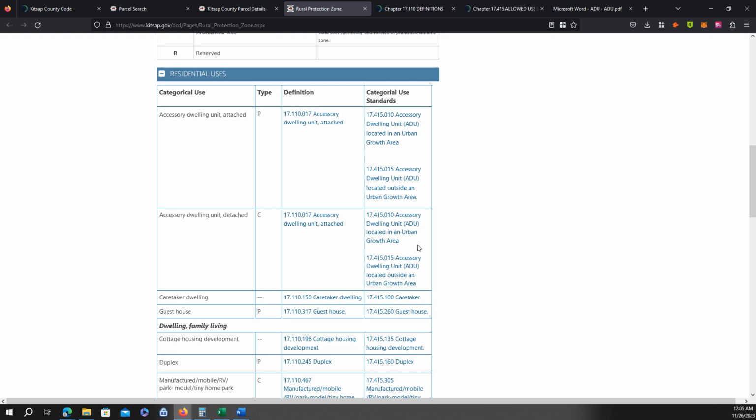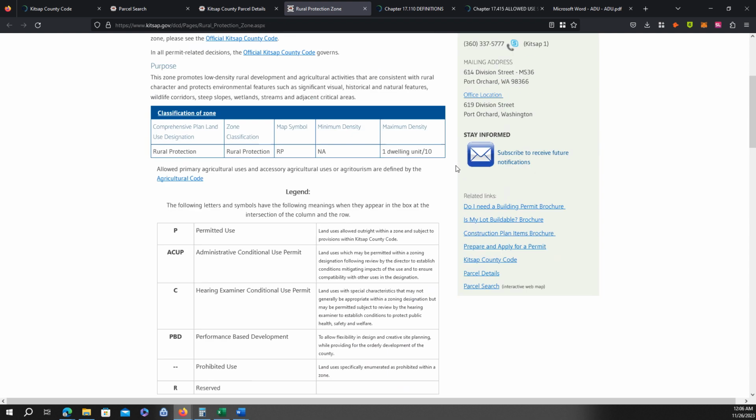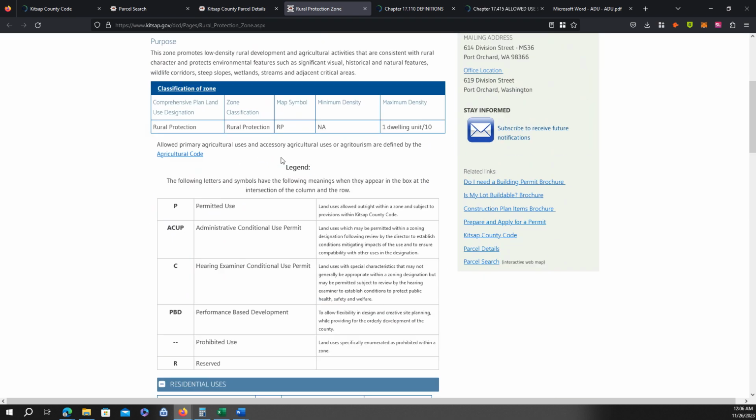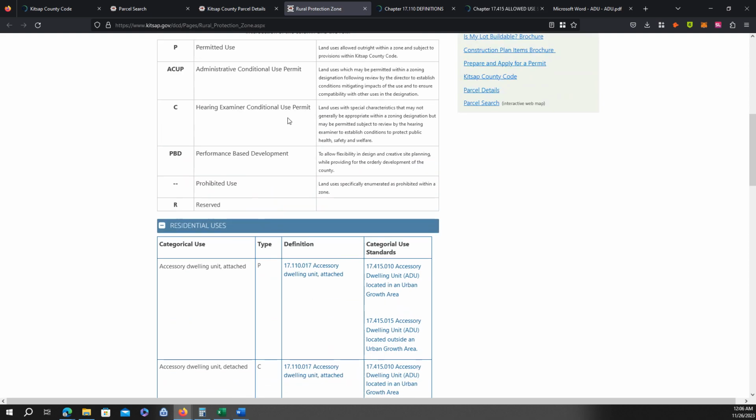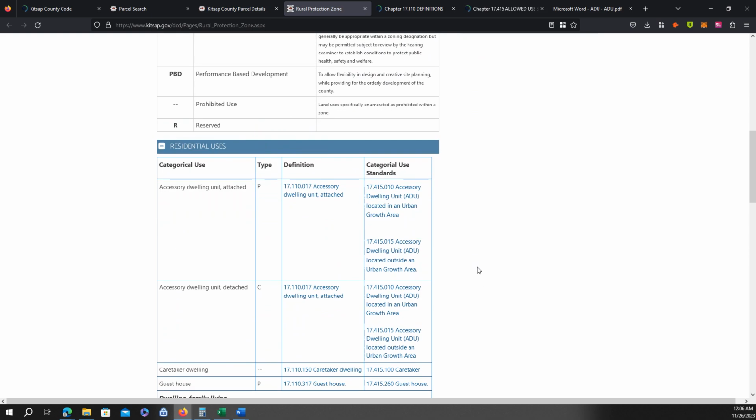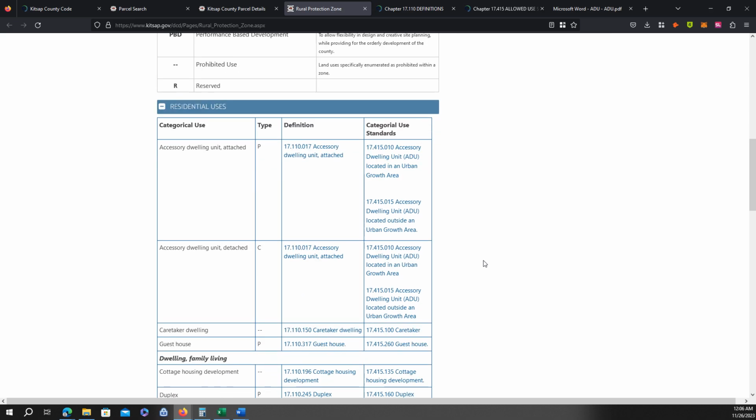One thing I do want to emphasize again, as we went over in the first section: accessory dwelling units attached are outright permitted in the zone that we're working with as an example, the rural protection zone. And detached accessory dwelling units in rural zones are conditional permits. Conditional permits do go before the hearing examiner. You do need 2 permits for detached accessory dwelling units in rural areas: the conditional land use and the building permit. The conditional land use does have to be issued before the building permit will be allowed.